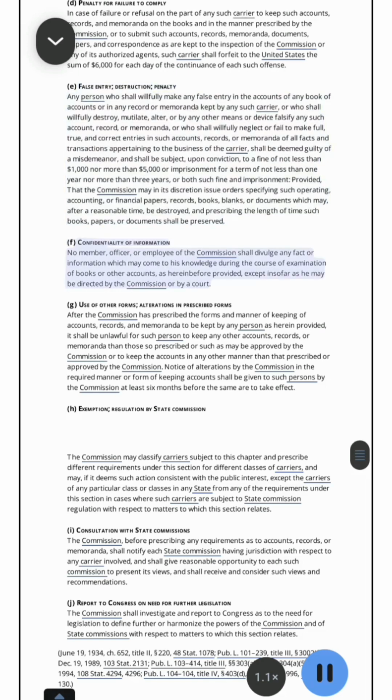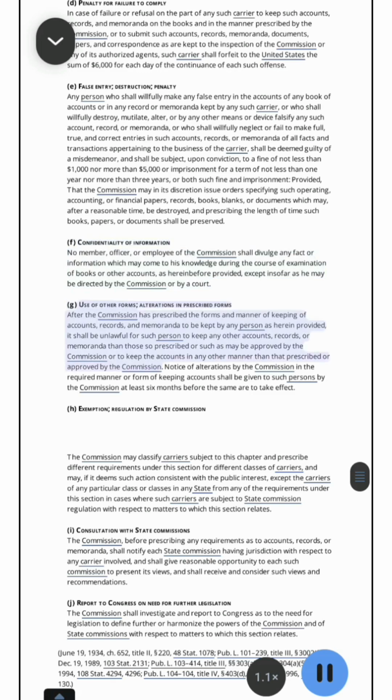F. Confidentiality of information. No member, officer, or employee of the Commission shall divulge any fact or information which may come to his knowledge during the course of examination of books or other accounts, as hereinbefore provided, except insofar as he may be directed by the Commission or by a court.